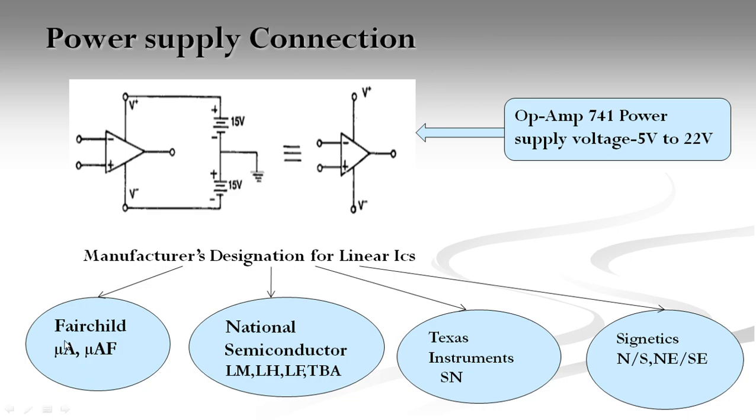So each manufacturer's specific code will be different, but all the manufacturers are going to use a common IC number for this operational amplifier. So Fairchild is going to use mu A741, and National Semiconductor uses the IC number LM741. So LM is a specific code used by the manufacturer, and if you take Signetics, they are going to use NE or SE, followed by the IC number.